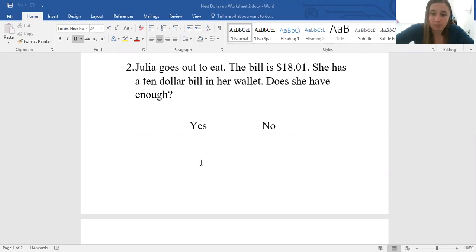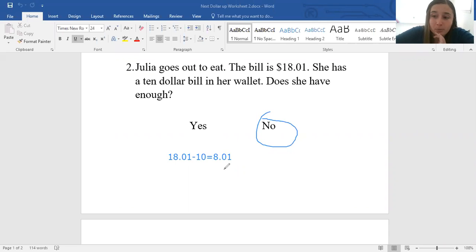I'm going to solve this problem today by using the math equation way of solving it, because there are multiple ways to solve this problem. So if the bill is $18.01 and I have $10, I'm going to subtract $10 because that's what I'm handing to the cashier, right? That leaves me with $8.01. Because I still have money left on my bill and I've given them all of the money in my wallet, I do not have enough to make the purchase.